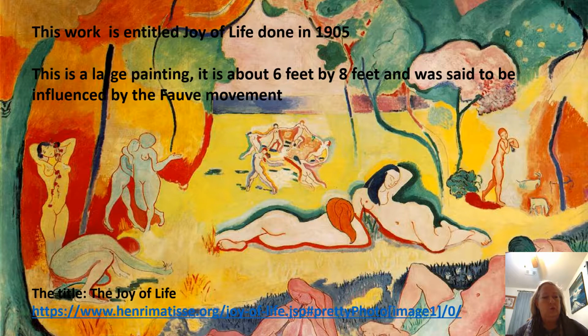Much of Matisse's work was in a fashion known as Fauvism, which was before Cubism. It's also known as Le Fauve, which is French for the wild beast. It was one of the art forms Matisse was known for.